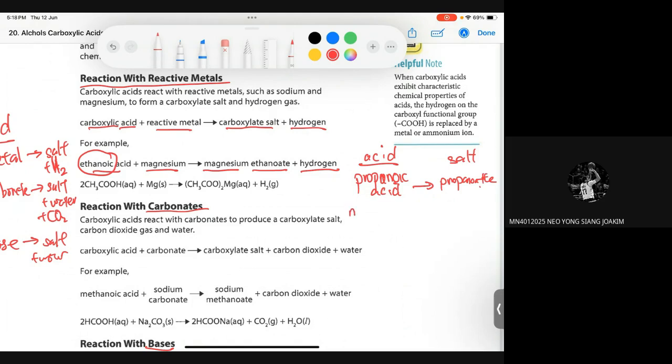So what if I use methanoic acid? Just now was Austin. Kieran, can you type it out? What would I get if I use methanoic acid? What would be the name of the salt?